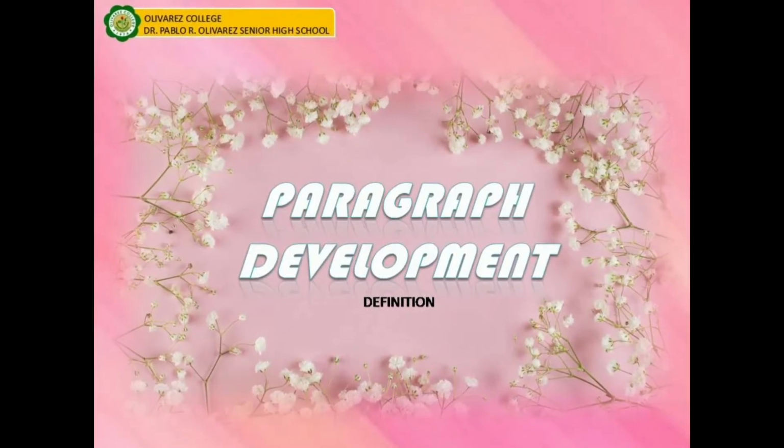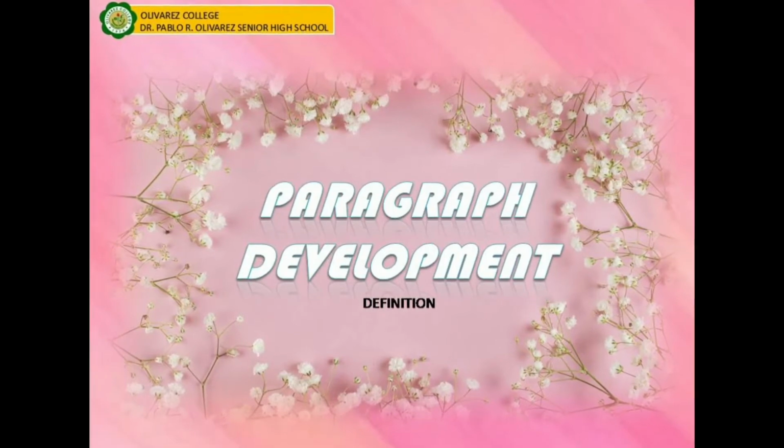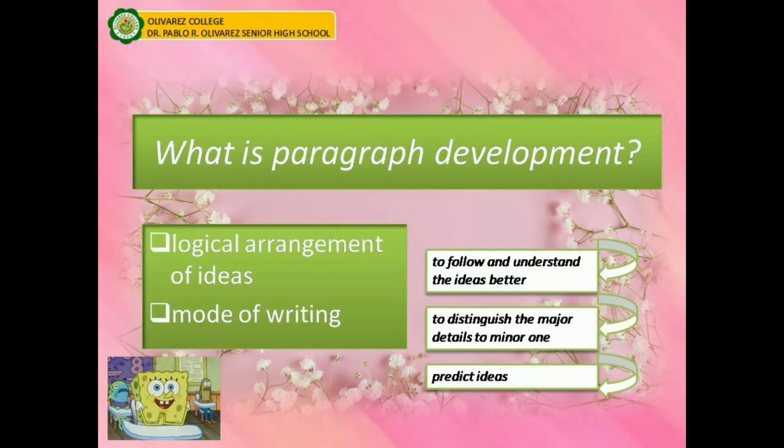Let's talk now about paragraph development. What is paragraph development? Paragraph development refers to the logical arrangement of ideas or the mode of writing. The mode of writing helps you to follow and understand ideas better, and also being able to recognize the mode in the paragraph helps you to distinguish the major details from minor ones and also predict ideas. Paragraph development is the mode or manner of writing you follow consistently in elaborating your ideas. This will help you to make a clear stand with your topic.